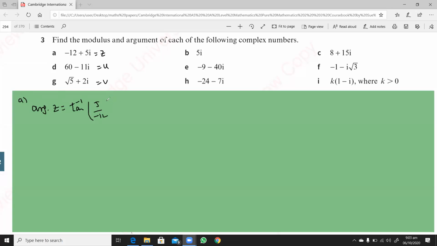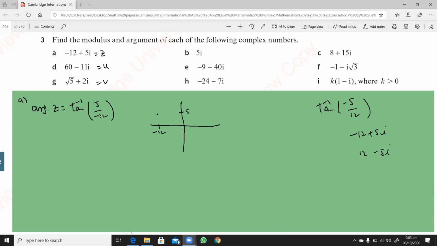Now, when you have to find this argument, it is strongly recommended that you have its Argand diagram in front of you. Now, this is minus 12 here, and this is 5 over here. You see that tan inverse of minus 5 over 12 can mislead you. For example, this could be minus 12 plus 5 iota, or this could be 12 minus 5 iota. And this is one of the reasons that we keep the angle from 0 to pi and then from 0 to minus pi.